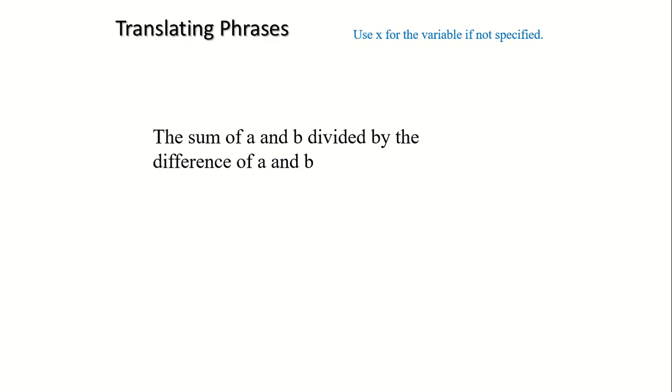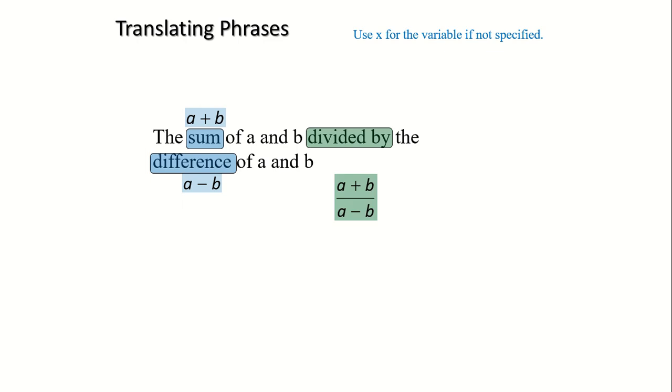The sum of a and b divided by the difference of a and b. So we have here sum, divided by, and the word difference. When we say sum, that is a plus b. When we say difference, that is a minus b. And then we have the operation divided by, so that is a plus b over a minus b.